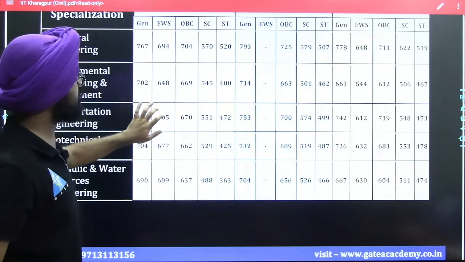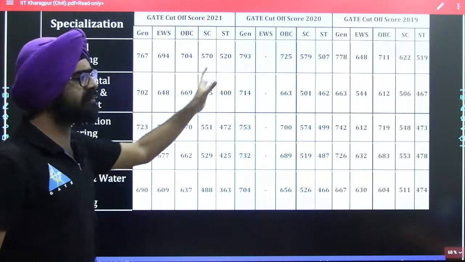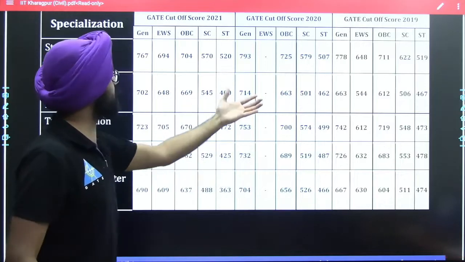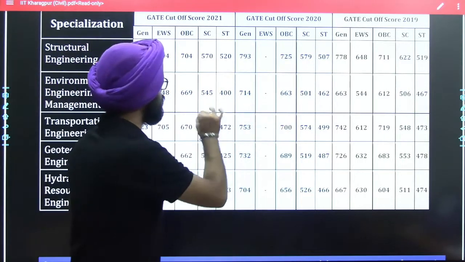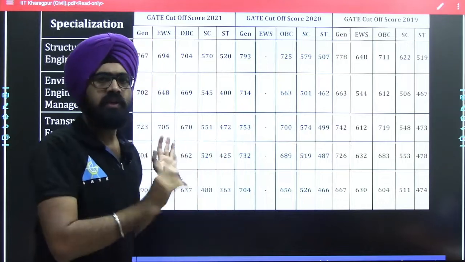So you are able to see how the distribution is being done. This is going to give you an idea. Now you can see the difference is not too high.